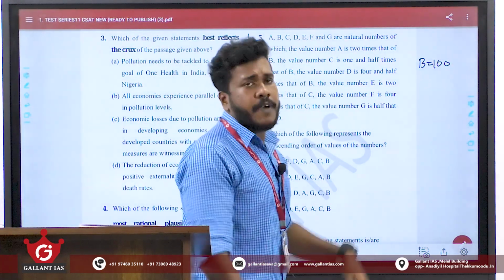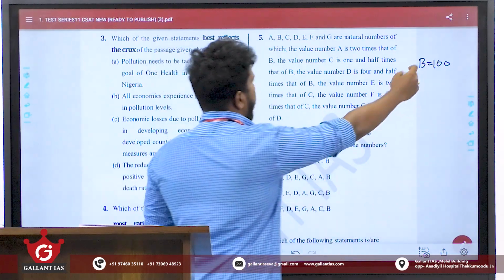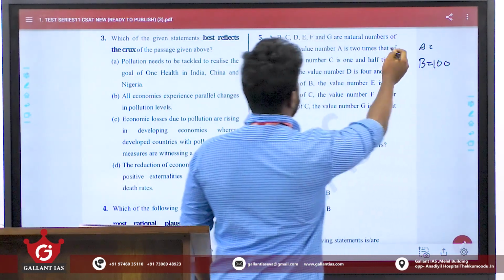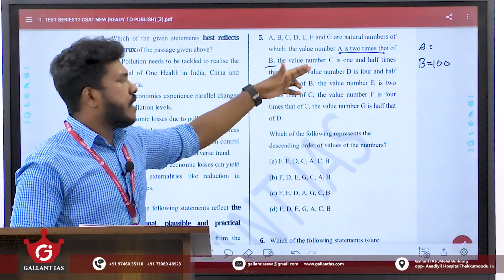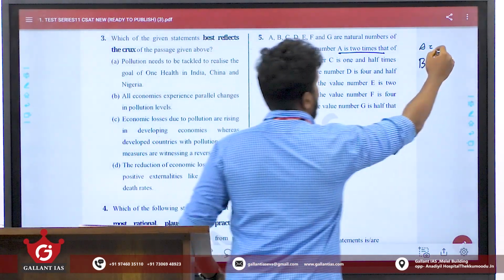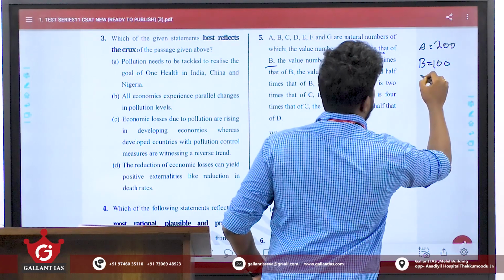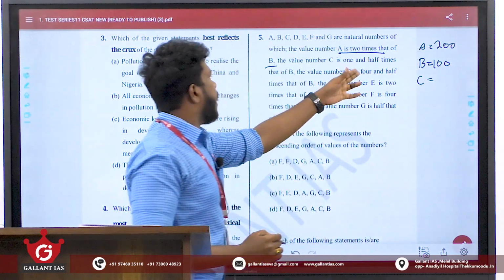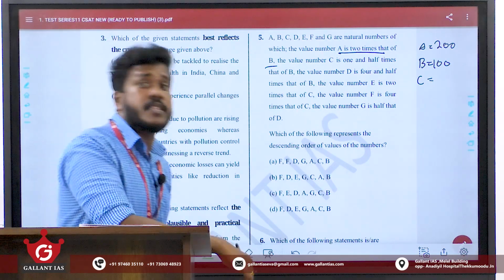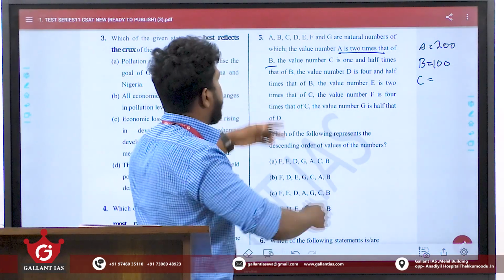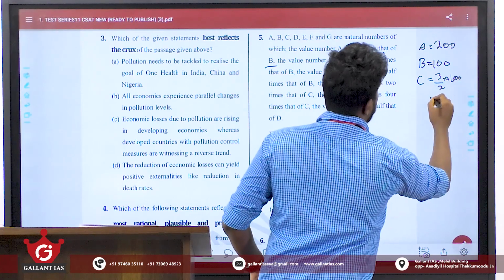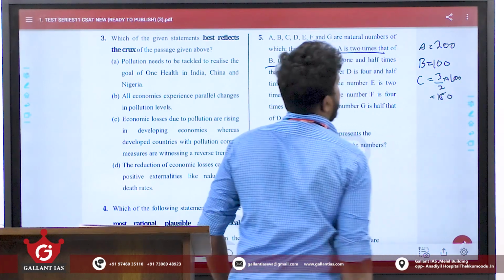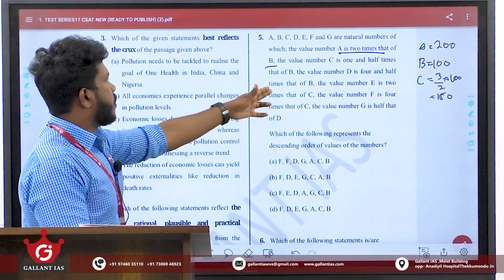If the value of B is 100, then what is the value of A? A is 2 times that of B, which means A will be 200. Likewise, you just find the remaining values. The value of C is 1.5 times that of B. 1.5 means 3 by 2 times, so 3 by 2 times 100 will be 150. C is 150.